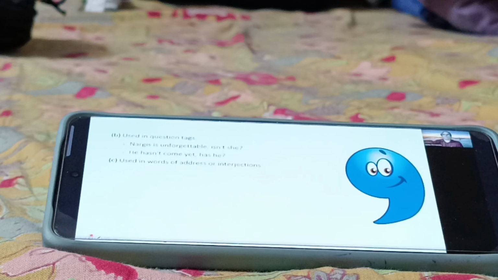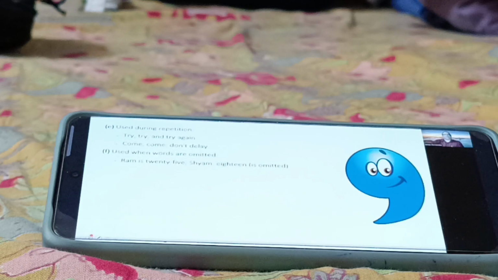Used in words of address and interjections. Oh, she is beautiful. No, I can't solve it. Used in speech marks. She asked, what time will you return? She asked, small pause and then open quotes, what time will you return? Question mark, close quotes. He replied, I will be late. Used during repetition. Try and try again. Come, don't delay.